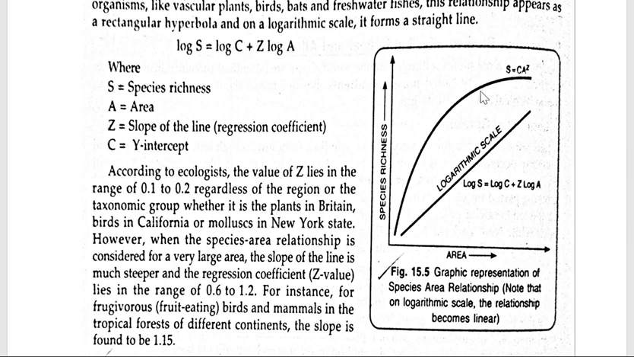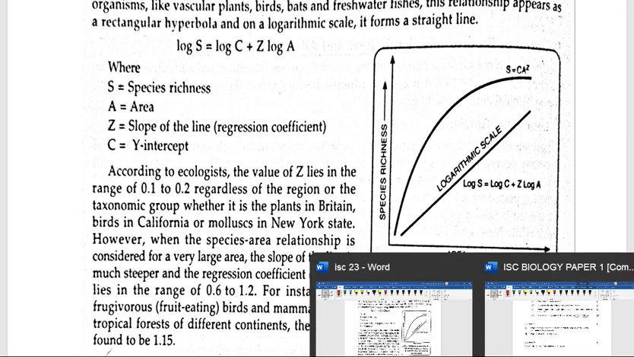This one you need to draw along with the equation. So log S is equal to log C plus Z log A, where S means species richness, A means area, Z means slope of the line, that means regression coefficient, and C means Y intercept. Okay, so up to that much you can use for this species area relationship. You need to give the graph and explain up to that. That's enough.